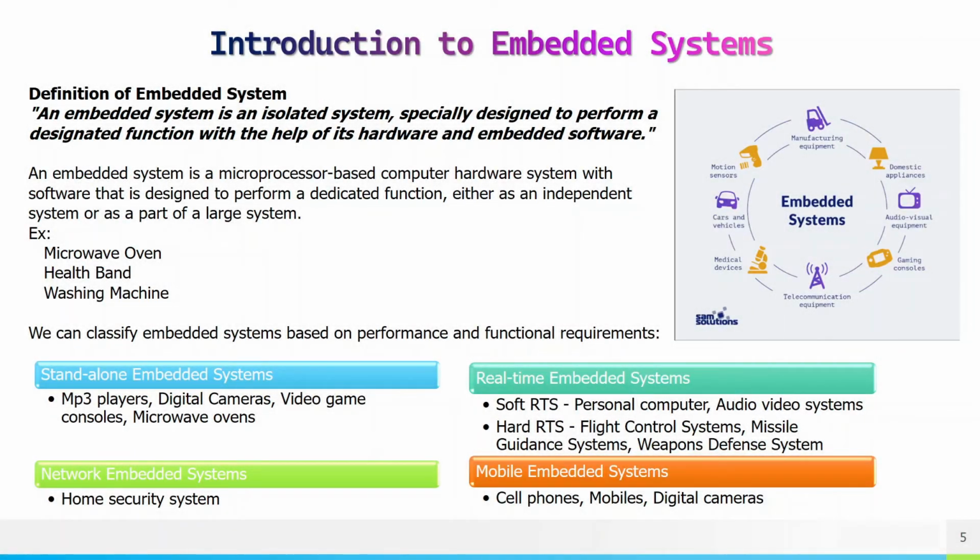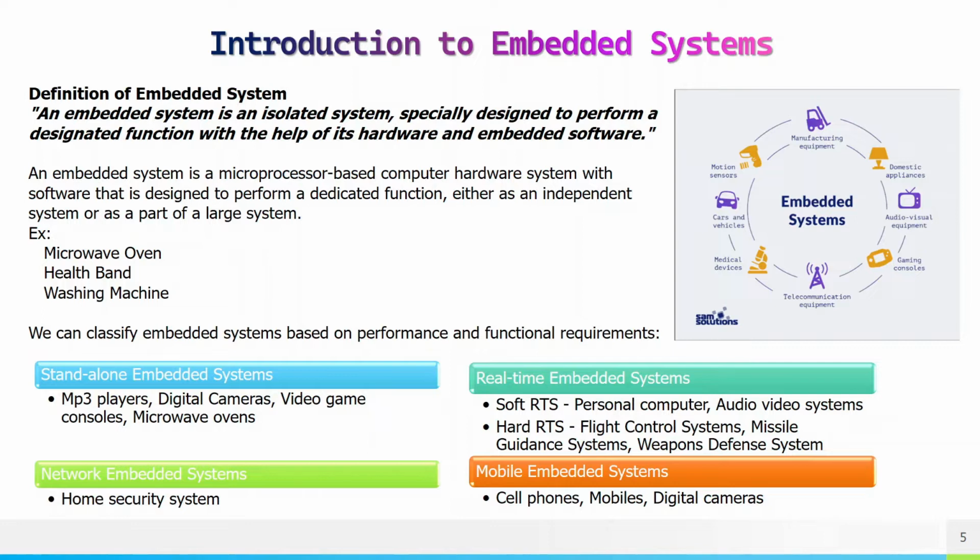Now, an introduction to embedded systems. An embedded system is a microprocessor-based computer hardware system with software that is designed to perform a dedicated function either as an independent system or as a part of a larger system. Microwave oven and washing machine are some examples of these.